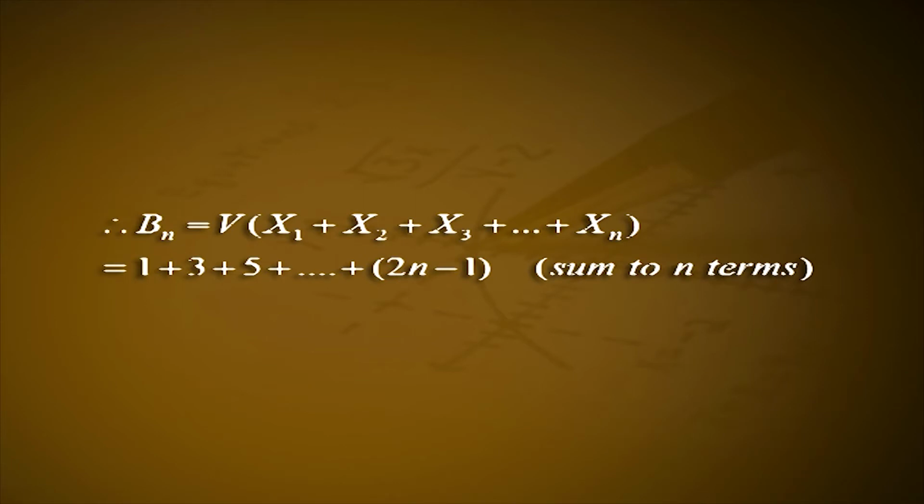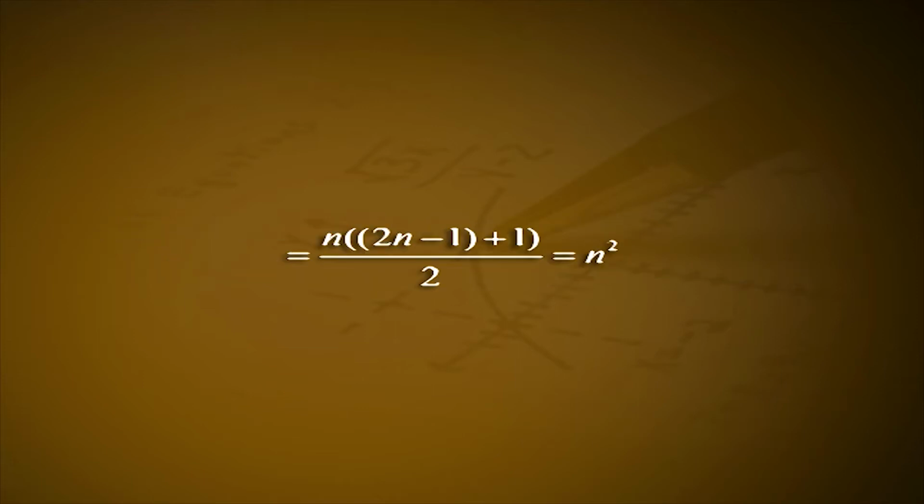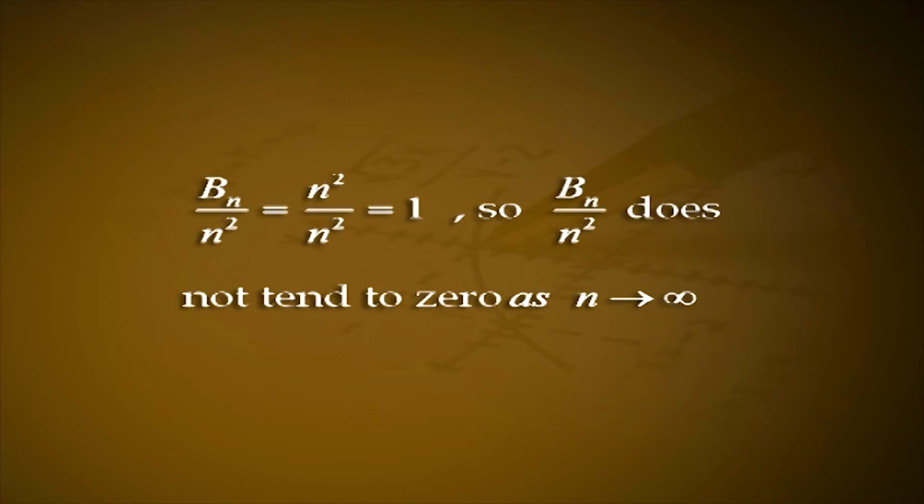Therefore, Bn equals variance of X1 plus X2 plus X3 plus etc. plus Xn, that is equal to 1 plus 3 plus 5 plus etc. plus (2n minus 1), sum to n terms, that is equal to n into (2n minus 1 plus 1) all divided by 2, that is equal to n squared. Therefore, Bn divided by n squared is equal to n squared divided by n squared, that is equal to 1. So, Bn by n squared does not tend to 0 as n tends to infinity. So, WLLN does not hold for the given sequence Xi.